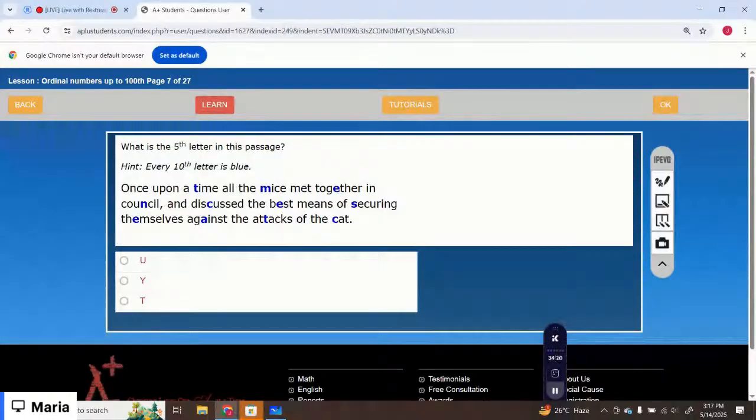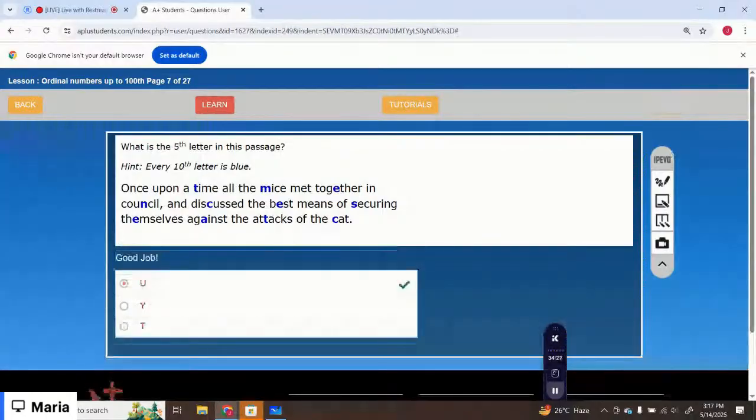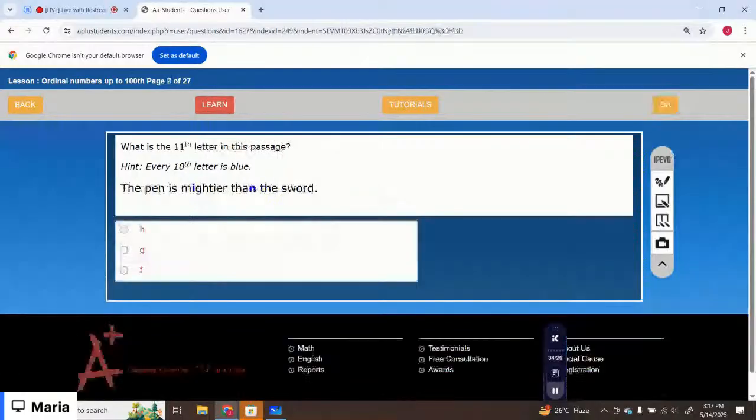The fifth one is you. Option number one is the correct option. The majors. What is the 11th letter in the passage? Which is the correct option?